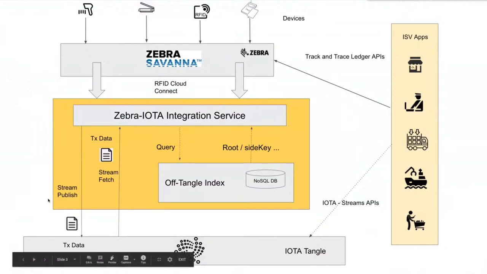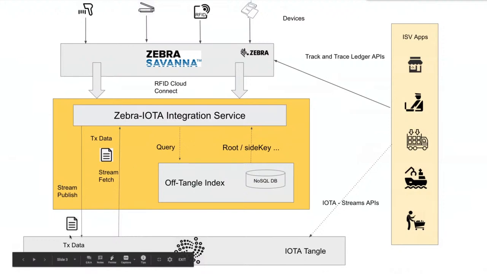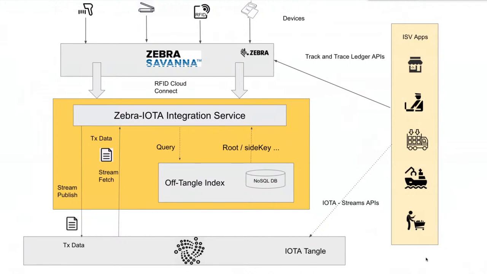So this is basically what the IOTA integration service does. It is able to translate between a device ID or a tag, an RFID, to a stream in the Tangle and to publish to that stream or to read the data from that stream. And on the right-hand side, we have the important actors in this picture, which are the ISV applications.